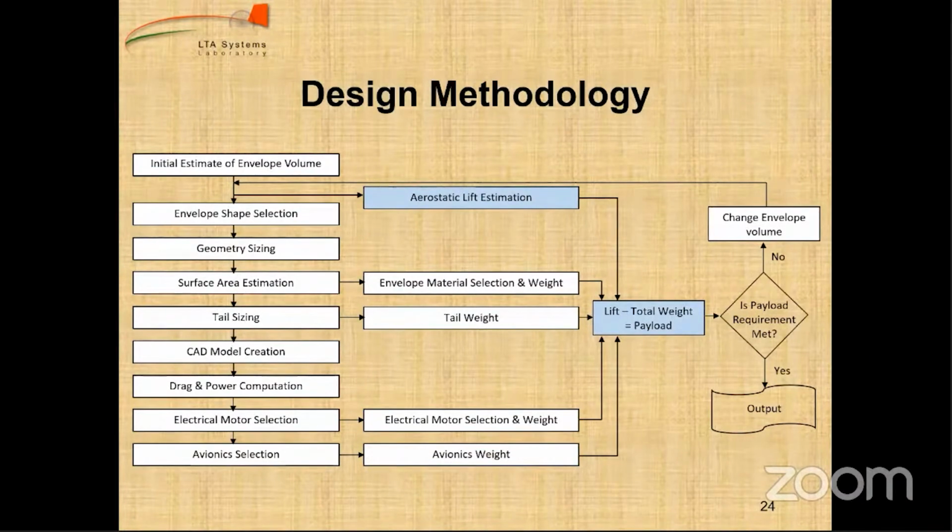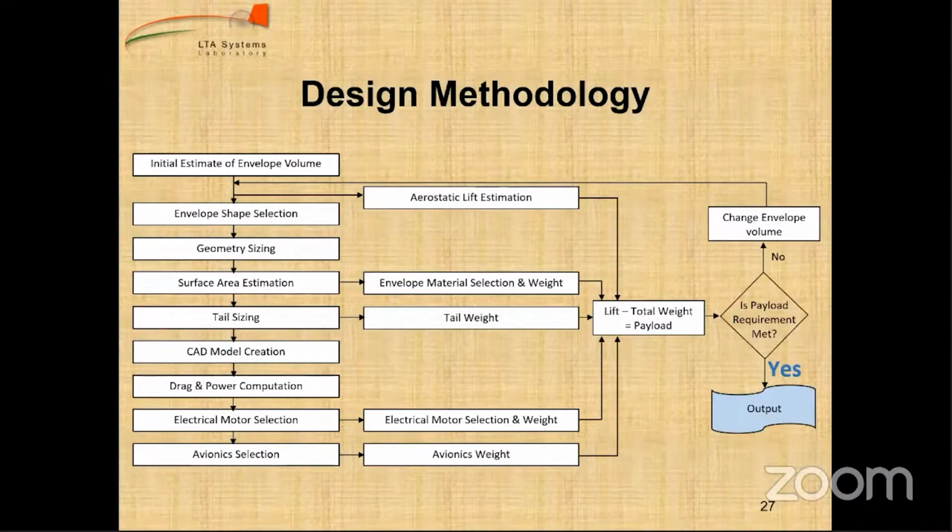So by doing the net lift minus the total system weight, if it equals your payload, as you mentioned 250 gram, then we check whether the requirement is fulfilled or not. If not, then we change the length of the envelope, and we obtain the second volume. Then after obtaining the second envelope volume, we proceed with the whole process again. When our requirements are fulfilled, we stop the process and we get our desired result.